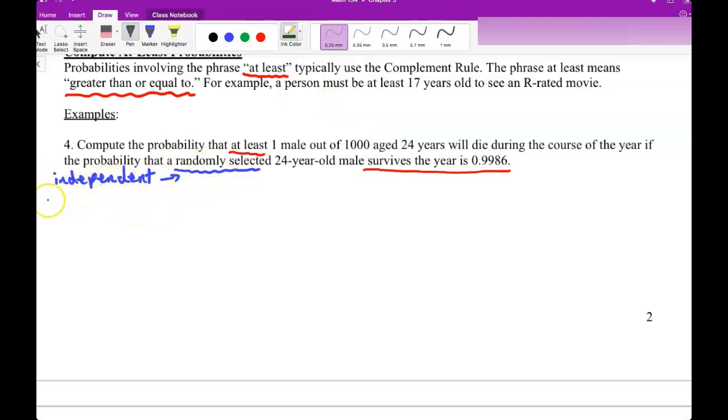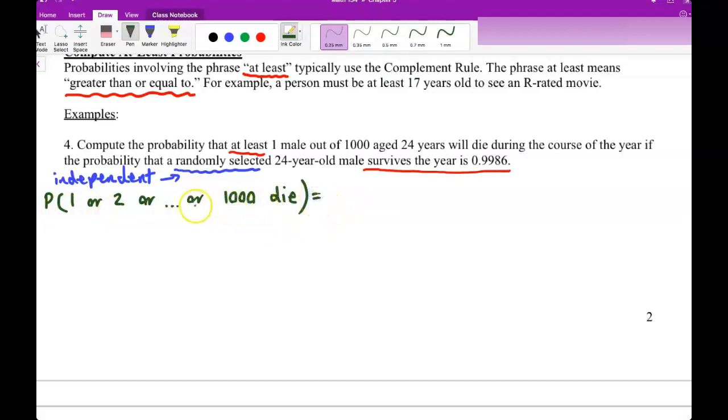What it's asking to find us. So since it's asking at least one male die, what that means, we can have one die or two, because that is at least one or more. Or 1,000. So this is one die, two die, or 1,000 die.